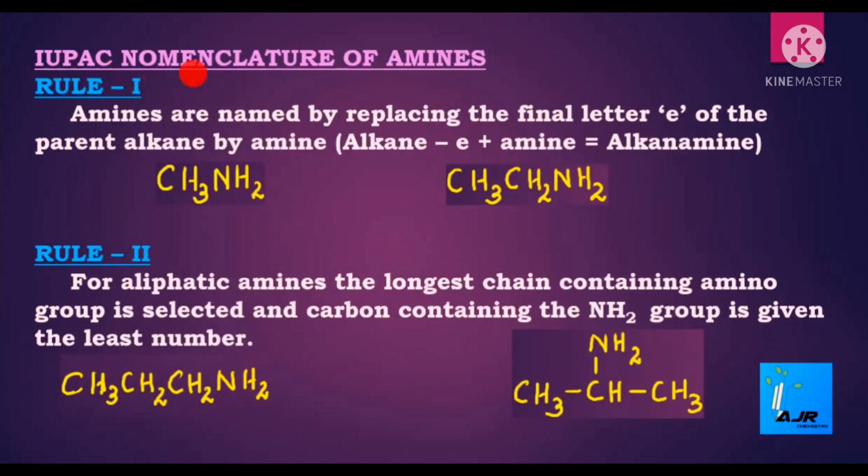Next we are going to see how to write the IUPAC nomenclature of amines. How to arrive at the IUPAC name. For that also we have certain rules we should follow. What does the first rule say? Amines are named by replacing the final letter E of the parent alkane by amine. For IUPAC naming, it's different. We should make use of the parent alkane. From this alkane, we should remove the last letter E, and then we should add the word amine. In place of E, we should add amine. So this name becomes alkanamine. So that's the first rule.